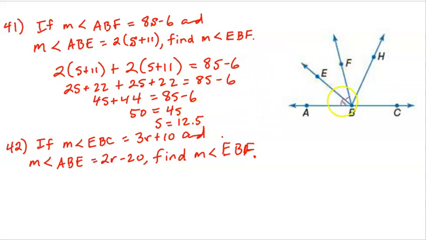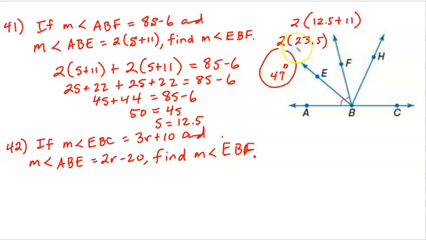Okay, so we're trying to find EBF. If we know what ABE is, then we've got it. So ABE is 2 times 12.5 plus 11. So 12.5 plus 11 is 23.5, and 2 times 23.5 is 47. So EBF is 47 degrees.